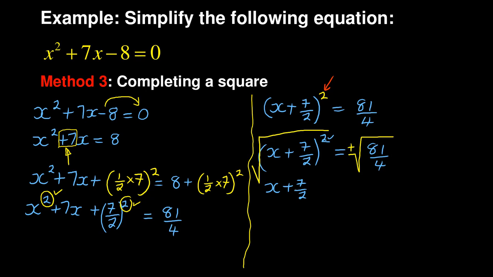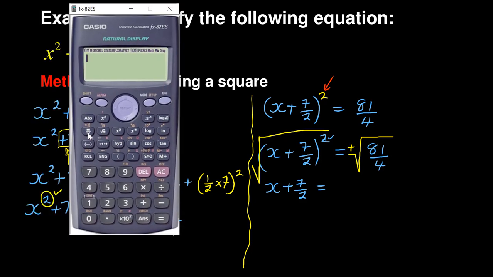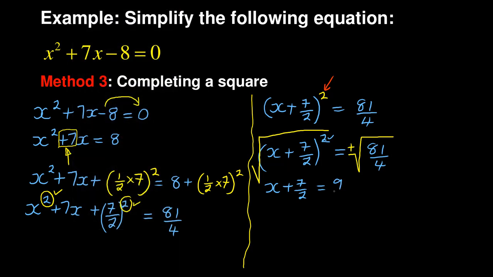So now you've got x plus 7 over 2 is equal to, if you then take a calculator and find your square root of 81 over 4, it gives you 9 over 2. So you've got 9 over 2 there. So now with this, you continue. Remember, you're solving for x.